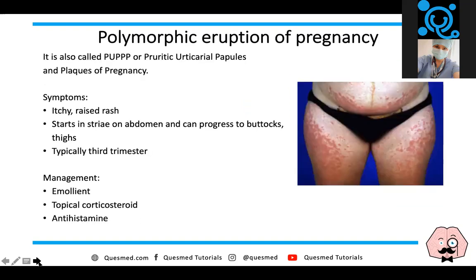Polymorphic eruption of pregnancy, or PUPPP, pruritic, urticarial papules and plaques of pregnancy. It's a bit of a mouthful. And that typically starts in the striae, and it can progress to the buttocks or the thighs. And it presents again as an itchy, raised rash, and it usually occurs in the 3rd trimester. And again, you might have guessed, treatment is with emollients and topical steroids.